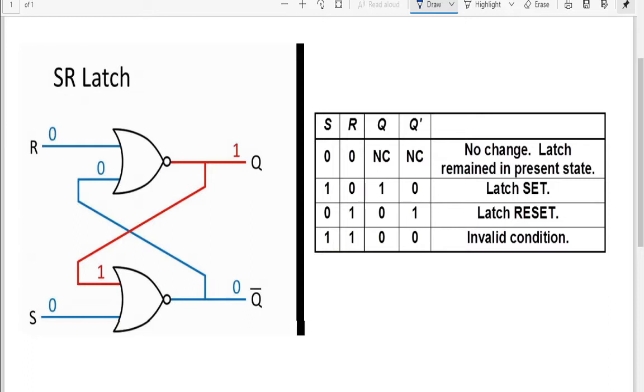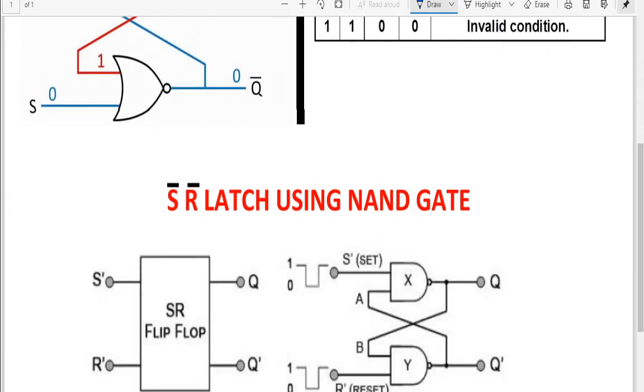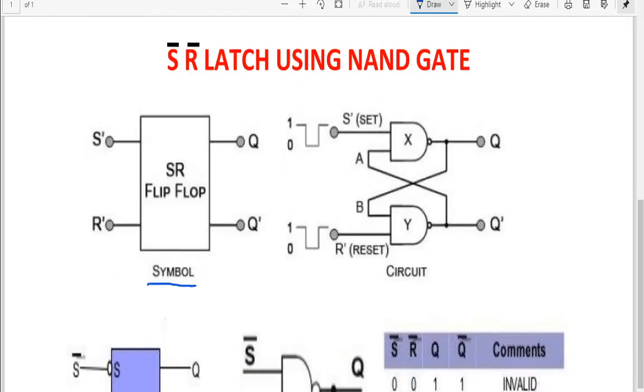Now let us design an S bar R bar latch using NAND gate. Here, this is the logic symbol of the S bar R bar latch. Here you can see we have the two inputs S bar and R bar. We have shown it with a bubble, and then we have Q and Q bar as outputs.